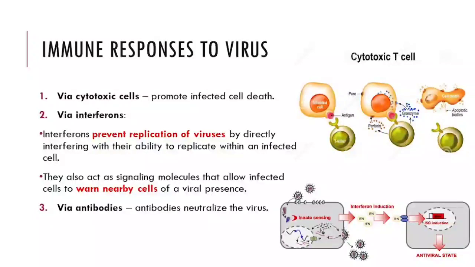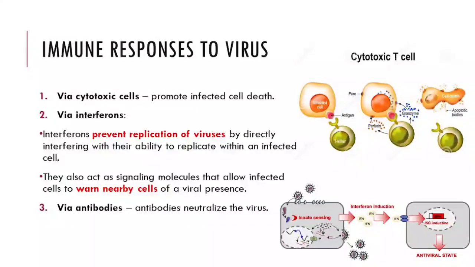Now we have cytotoxic T cells, and these cytotoxic cells can produce a cytotoxic factor that is able to kill the infected cell with the virus. And of course, with the virus infection in the body, the host cells will call for help, and the interferon system will be activated. The interferons prevent the replication of virus by directly interfering with their ability to replicate within an infected cell.